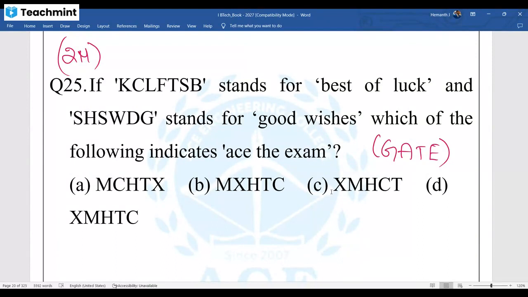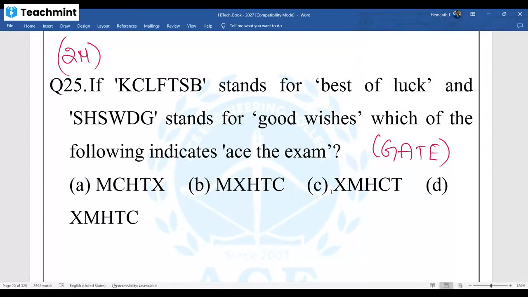They have given that best of luck is told as KCL FPSD, and good wishes is told as SHS WDG. Then what is the exam? What is the logic here?